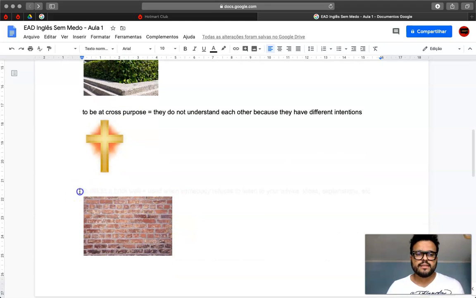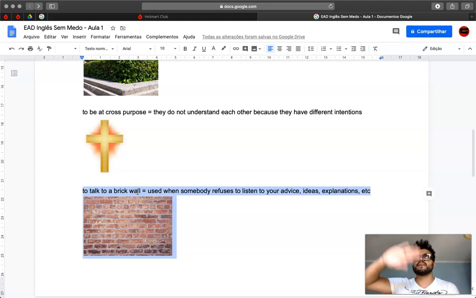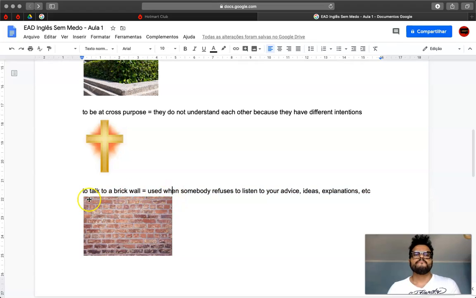Then the next one here: to talk to a brick wall. Look, this is a brick wall. Brick is the object, and wall, right? In every house you have four walls in a room. So to talk to a brick wall, what's the meaning? It's used when somebody refuses to listen to your advice, ideas, or explanations. So it's a person who doesn't like to listen to different opinions, because that person doesn't accept suggestions or advice.